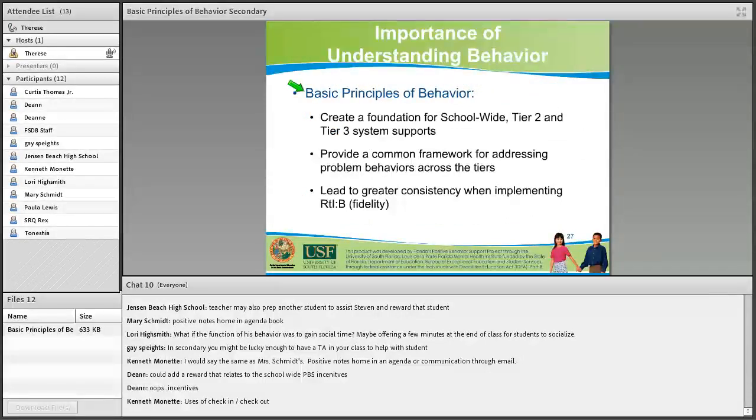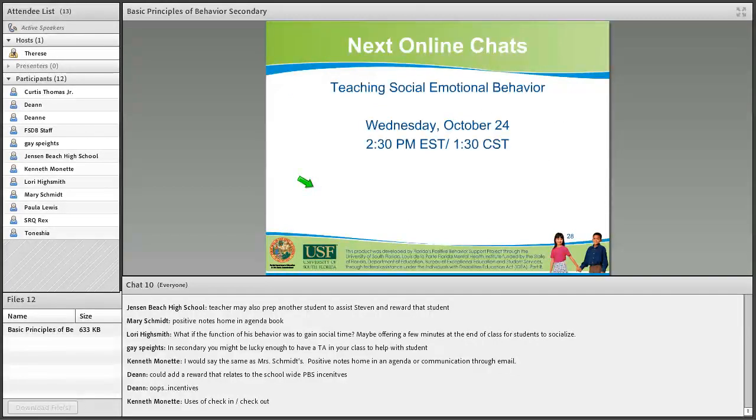So those basic principles of behavior, they are really important for your school-wide Tier 2 and Tier 3 supports. It provides a common framework for addressing problem behaviors across the tiers. So you guys might see how a situation where a student is displaying persistent levels of behavior, you use those tracking forms at Tier 1. If the problem continues to grow, then you can use the supports at Tier 2 to provide more intensive support for the student. And if needed, you can also continue supports up through Tier 3 before you can impact the student. So it goes from Tier 1 to Tier 3 and back down again. Using those basic principles will also lead you to greater consistency when you're implementing RTI for behavior.